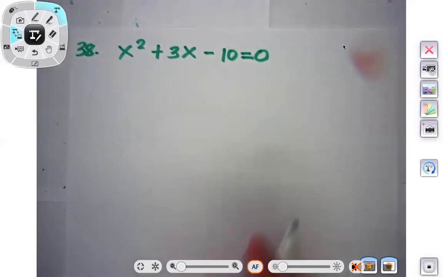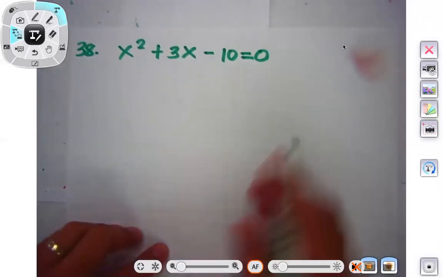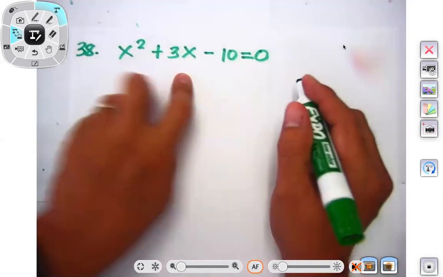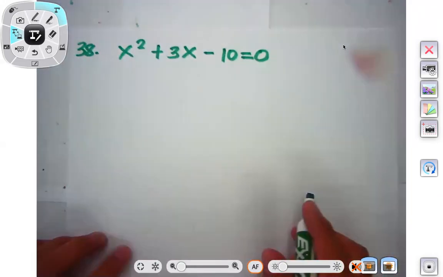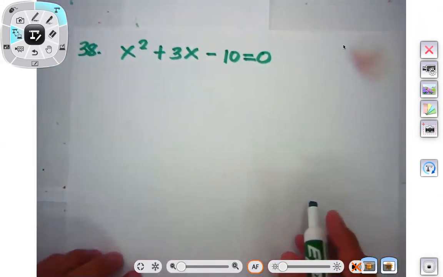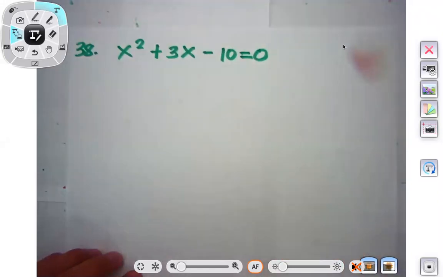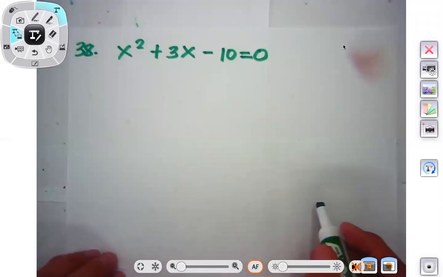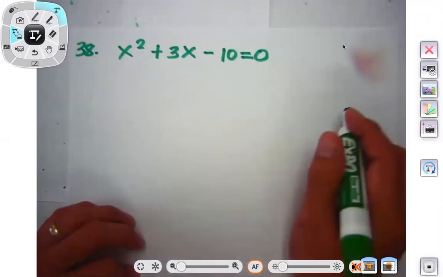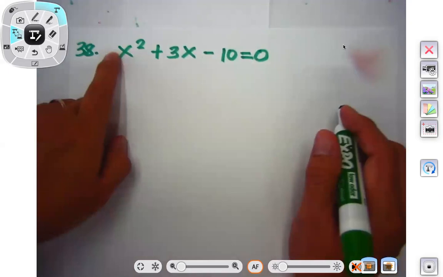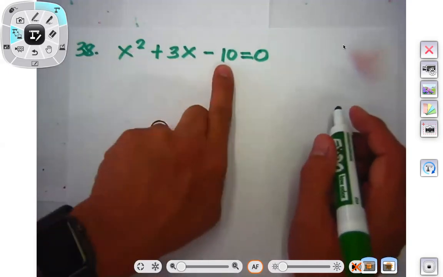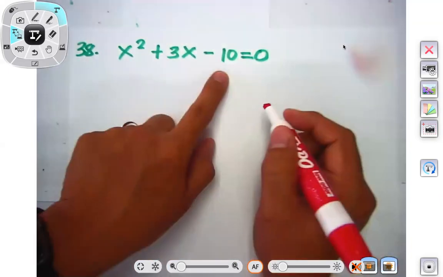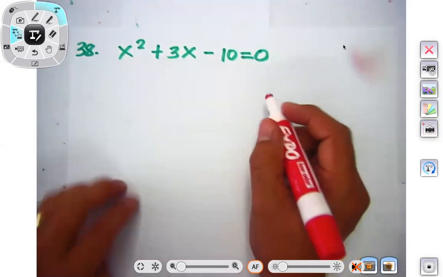We have x squared plus 3x minus 10 equals 0. We have a trinomial here. In this case, we have to apply the AC method, where we consider your C and B. Since the leading coefficient here is 1, you simply take negative 10 as your product, and your 3 is your sum.